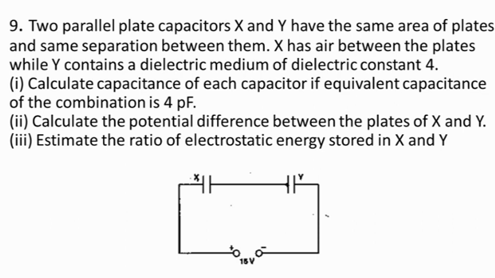Next question. Two parallel plate capacitors X and Y have the same area of plates and the same separation between them. X has air between the plates, while Y contains a dielectric medium of dielectric constant 4. Calculate the capacitance of each capacitor if the equivalent capacitance of the combination is 4 microfarad. Second part, calculate the potential difference between the plates of X and Y. Third part, estimate the ratio of electrostatic energy stored in X and Y.